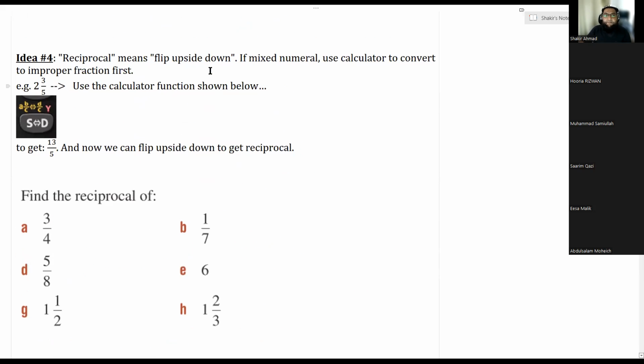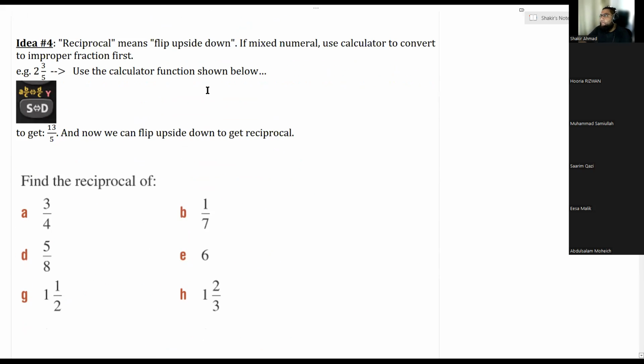Idea number 4, reciprocal means flip upside down, more or less. So for example, find the reciprocal of 3/4. It means flip it upside down. The reciprocal of 3/4 is just 4/3. Now, for B, 1/7, the reciprocal is 7/1, but you don't write 7/1. You could write that the reciprocal is 7/1, but 7/1 is just 7. 7 divided by 1 is just 7. That's an important principle that you'll make use of more and more as you get into more advanced maths. Anytime you have a number like this, then this is 7/1. If you needed the fraction, that's what it'd be.